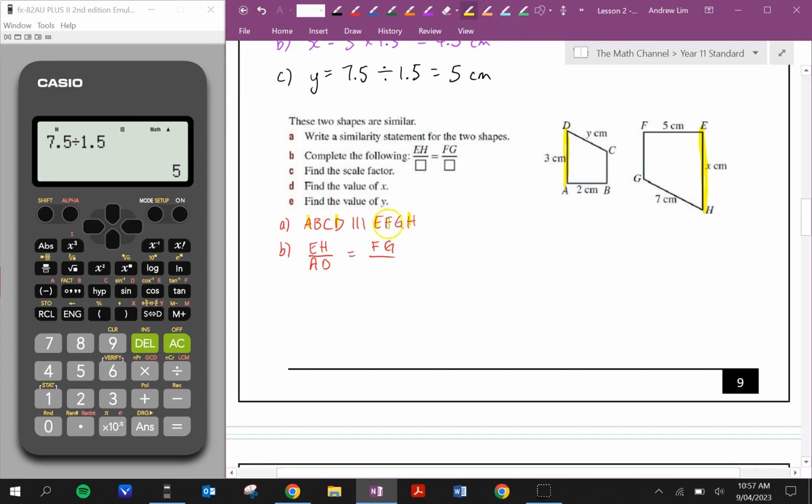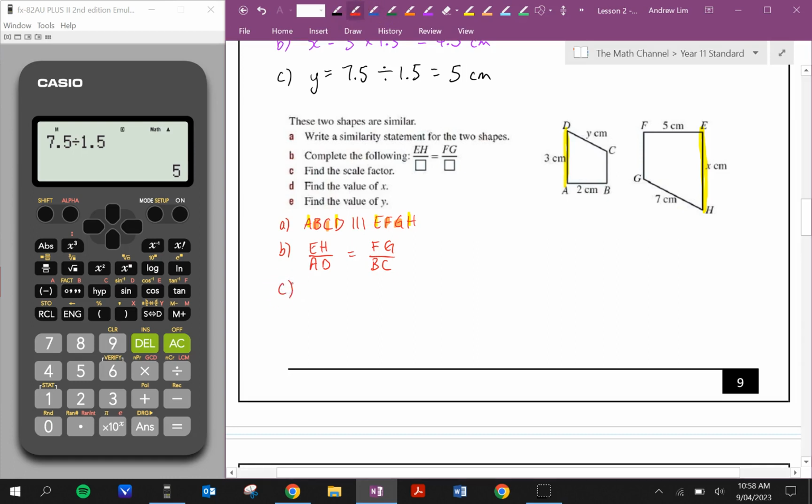So what we could do is look at it here. F to G will be B to C. And so that's how we do that. What this is saying is, if we take the longest side divided by the corresponding smaller side, it's going to give us the same answer as if we take another long side and divide it by the corresponding shorter side.